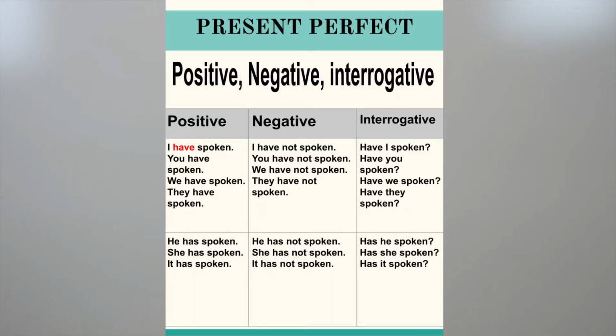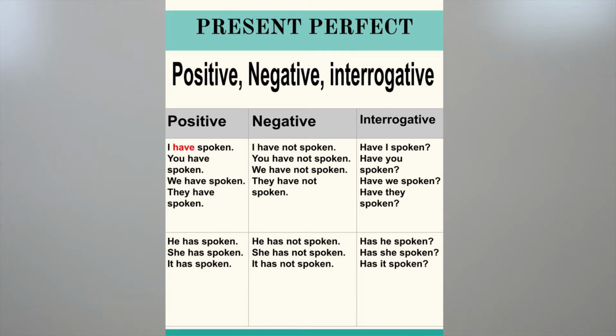Now, just like in the previous aspect, you can form a positive, a negative, or an interrogative, which means what? That's right, a question. We can use these forms in the present perfect. Let's take a minute and look at this chart. In the positive, we would say something like, I have spoken. You have spoken. We have spoken. They have spoken. He has spoken. She has spoken. It has spoken.